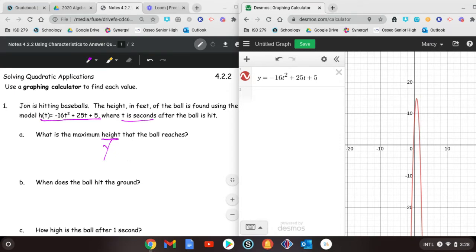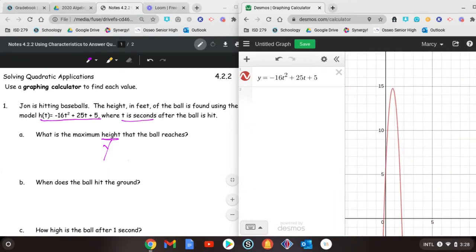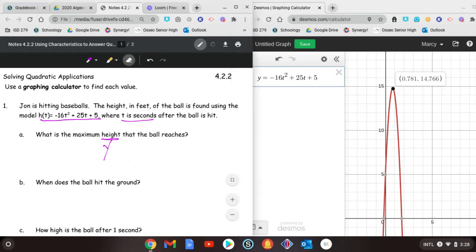What is the maximum height? If you look at your graph, y is your height, and there is a maximum on there. What they want is your y value at the maximum. So your y is going to be 14.766 feet. That is the maximum height.